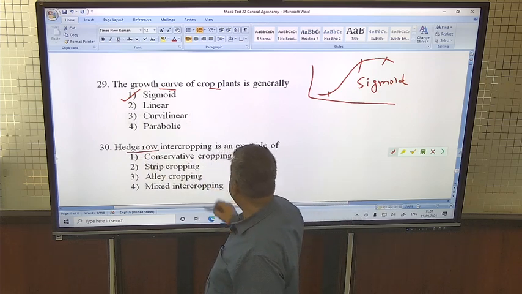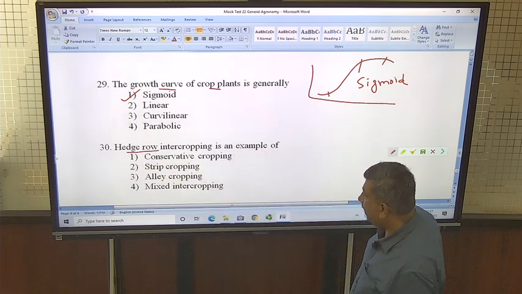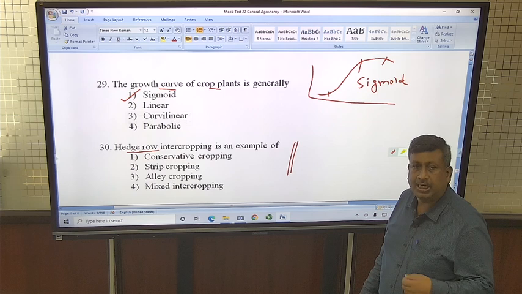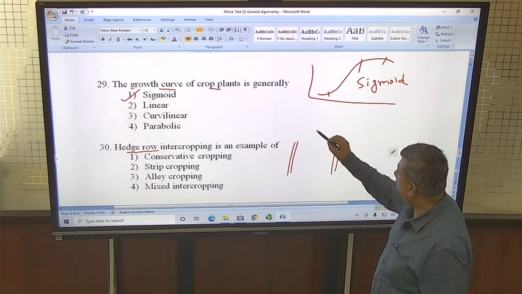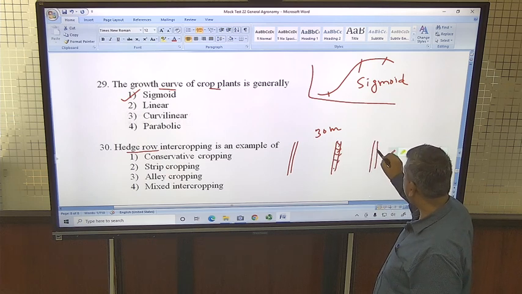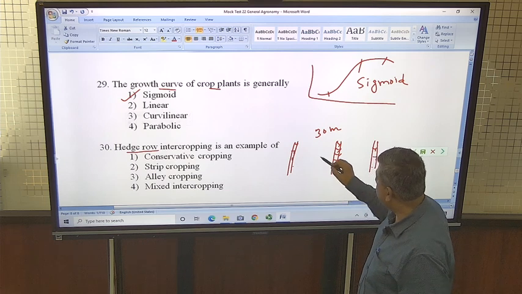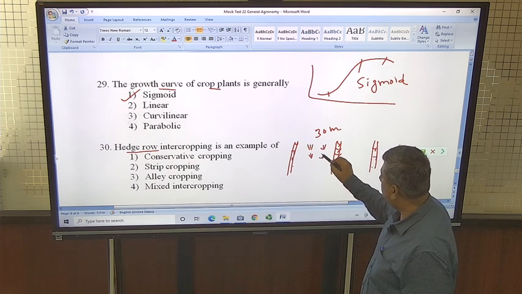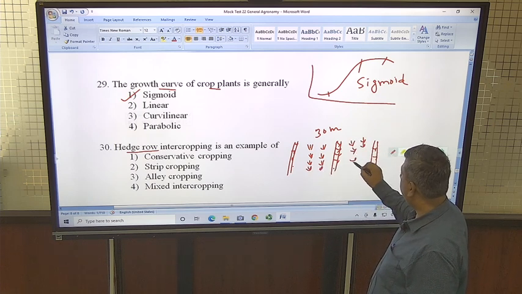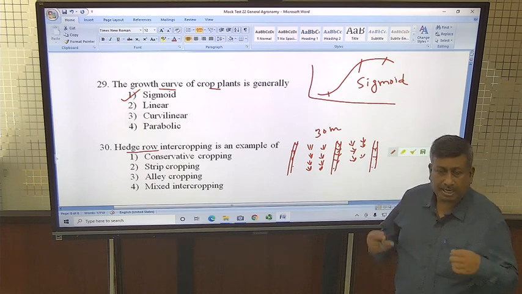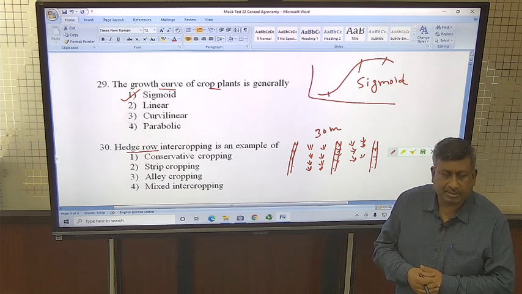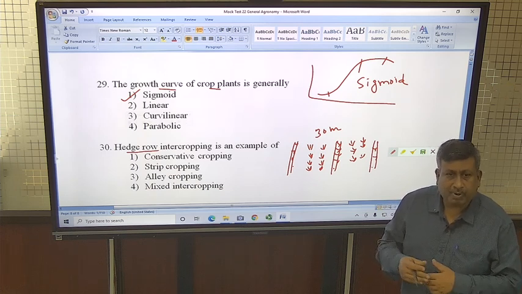Hedgerow intercropping is an example of... Here hedgerow intercropping means some hedges are planted at a certain distance, maybe 10 meter, 20 meter, 30 meter. Suppose this is 30 meter space, and then hedges are planted. And in between these hedges, crops are grown as an intercrop. This is known as hedgerow intercropping. And these hedgerows have multiple uses, like providing leaves for animal feed, fixing atmospheric nitrogen if they are of the leguminous family, and providing fuel.